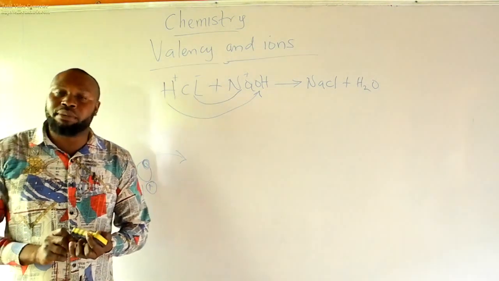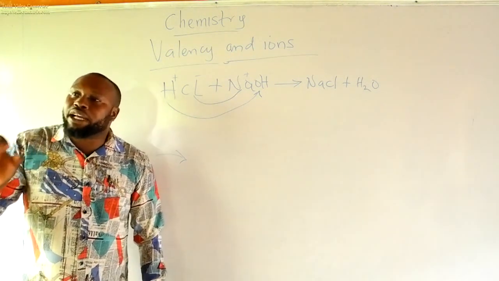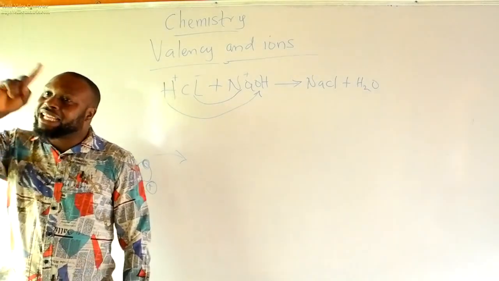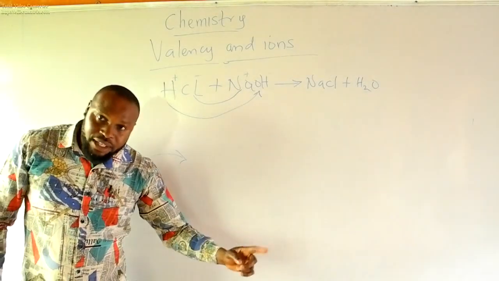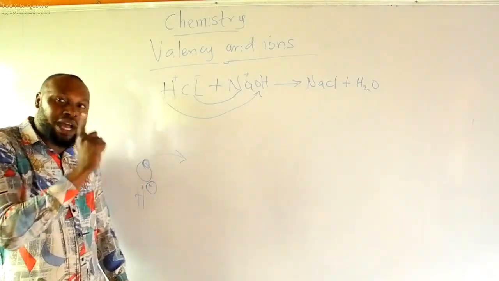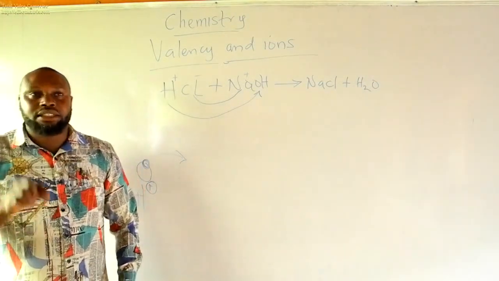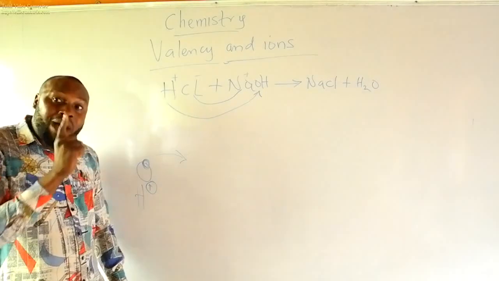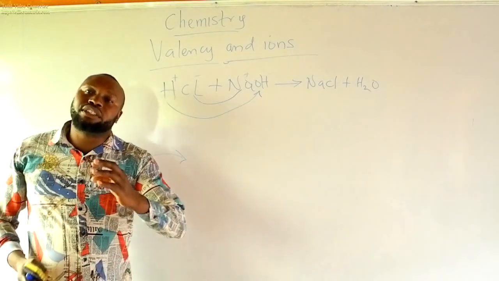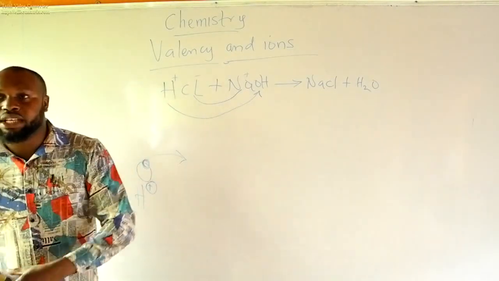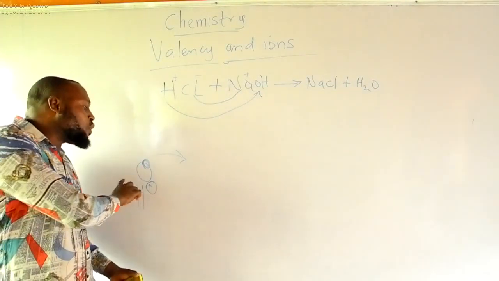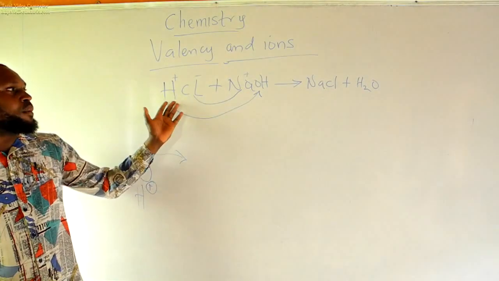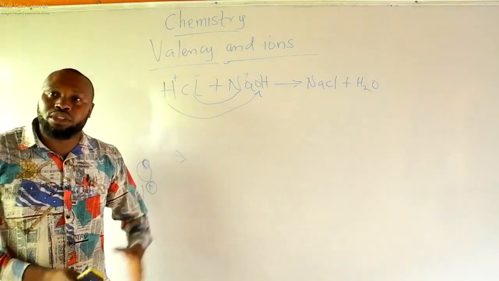Now, let me tell you this. The number of electrons present in the last shell is what determines the charge the atom will have. So hydrogen has just 1 in the last shell, so the charge it will have is 1. If it has 2, the charge it will have is what? 2 plus.